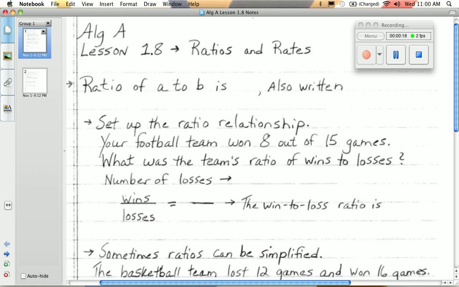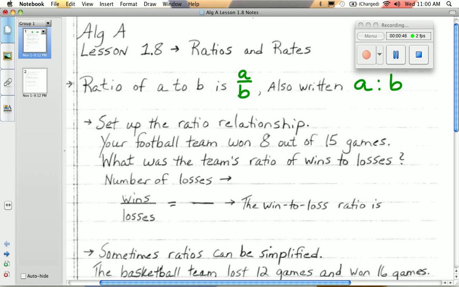So a ratio of A to B is typically written as a fraction, A over B, just like we did in that warm-up exercise for today, that exploration worksheet. You also might see it written with a colon between them. So A colon B is another way of reading a ratio. You're comparing A to B.